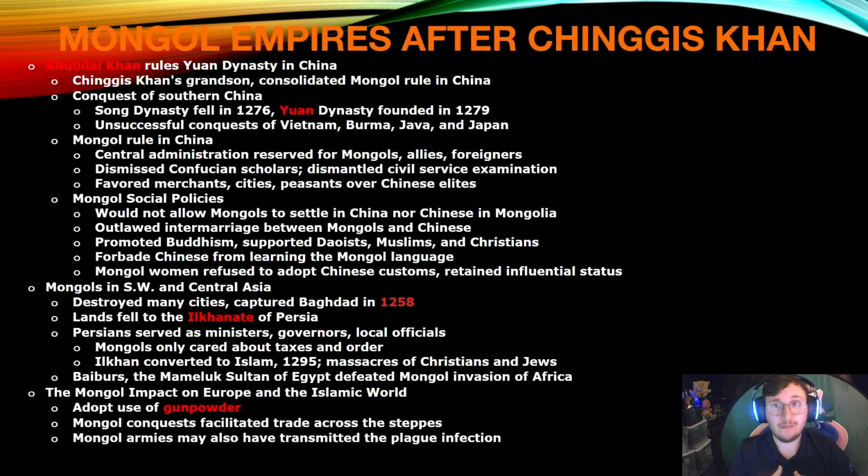Now, the Mongol empires after Chinggis Khan, the first one we're going to talk about is in China, which is Kublai Khan, and this is Chinggis Khan's grandson.